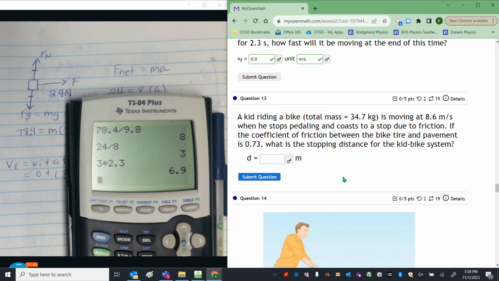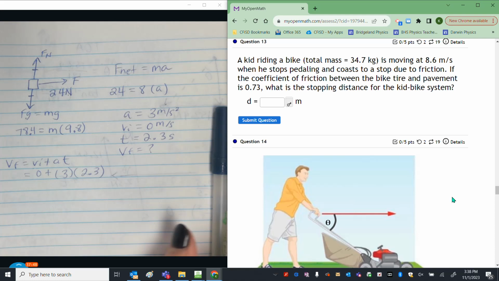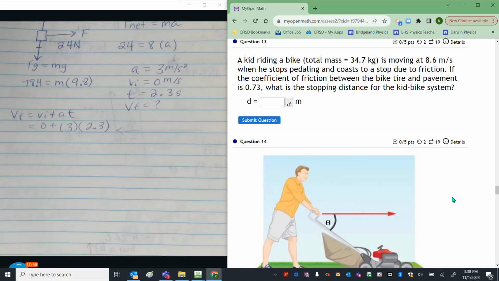Question number 13. A kid riding a bike with a total mass of 34.7 kilograms is moving at 8.6 meters per second when he stops pedaling and coasts to a stop due to friction. If the coefficient of friction between the bike tire and pavement is 0.73, what is the stopping distance for the kid bike system? Okay, so there's a lot of information here.